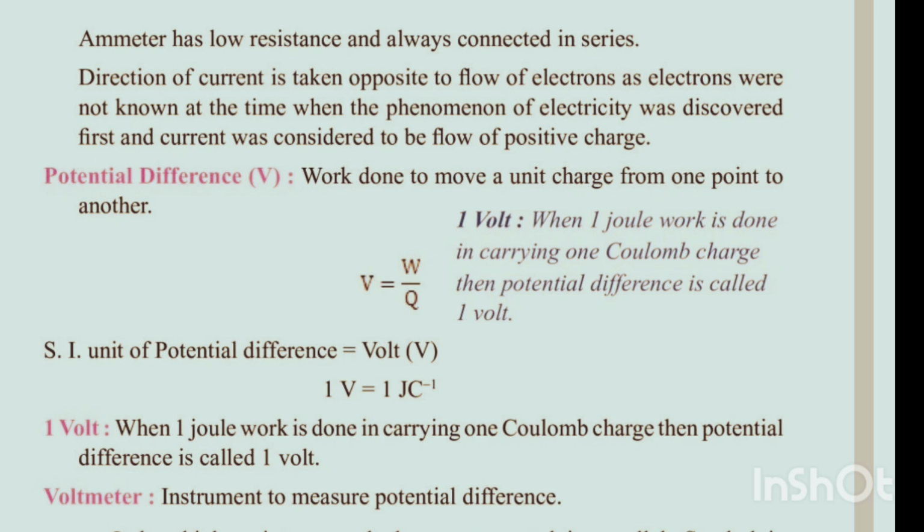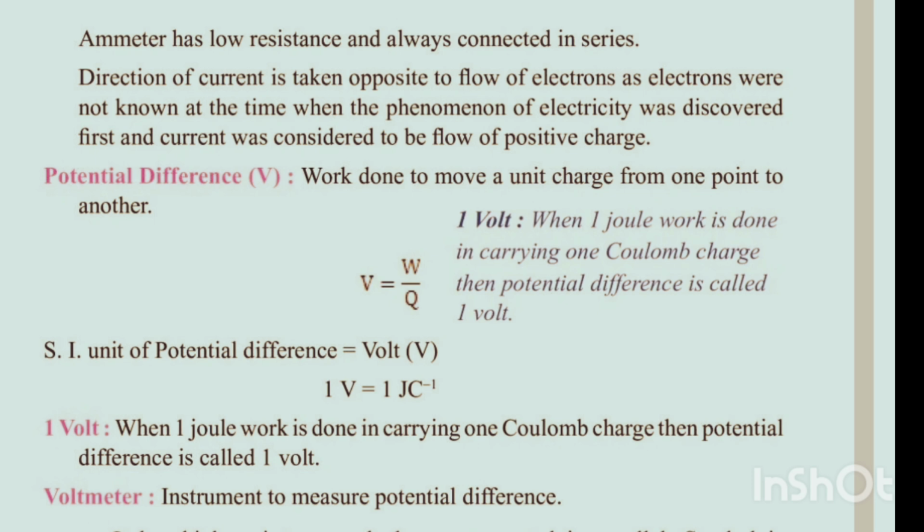Next we have potential difference. It is denoted by the symbol V. It is also called PD. Potential difference is the work done to move a unit charge from one point to another point. So what is 1 volt? When 1 joule of work is done in carrying 1 coulomb of charge, then the potential difference is called 1 volt.